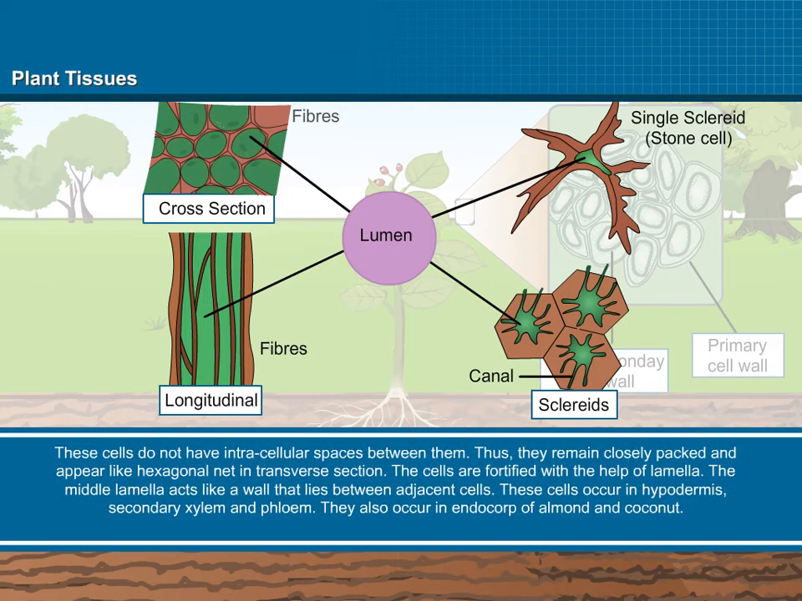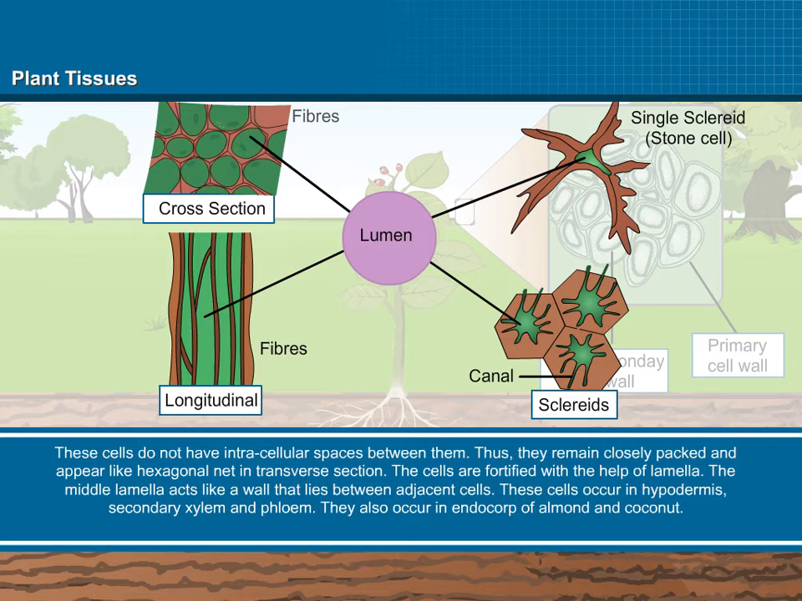These cells do not have intercellular spaces between them. Thus, they remain closely packed and appear like hexagonal net in transverse section. The cells are fortified with the help of lamella. The middle lamella acts like a wall that lies between adjacent cells.